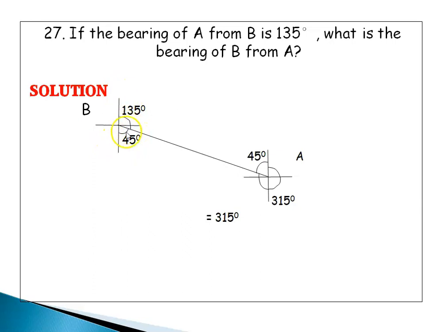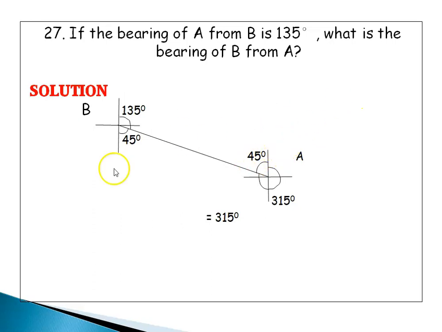So we've gotten this. Now, our alternate angles tell us that 45 degrees is equal to 45 degrees here, because these are alternate angles. So if this is 45 degrees, this would also be 45 degrees, because here is a 90 degrees. Now the question is asking, what is the bearing of B from A?